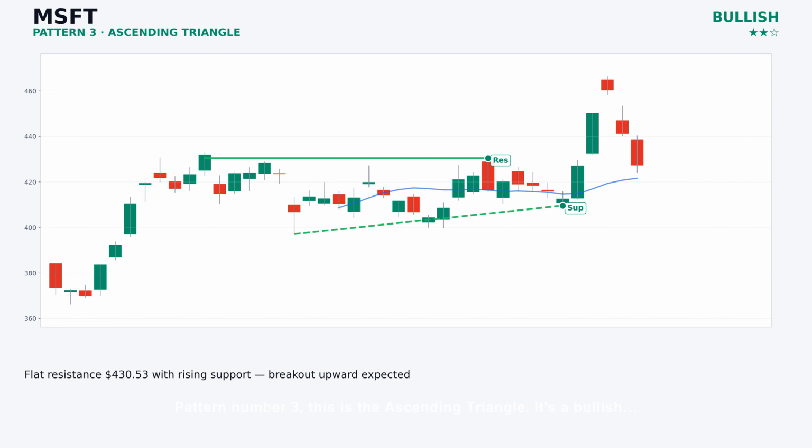The textbook measured move projection is 8.6%. That's the typical rally once the pattern fully completes. It's a guide, not a guarantee, so we still need our SL in place.